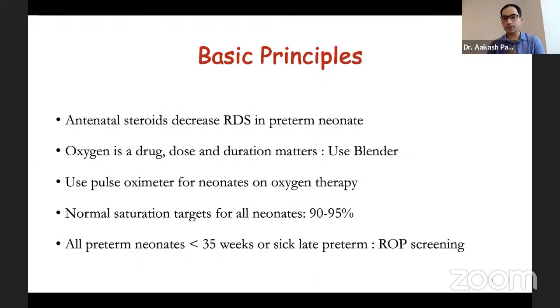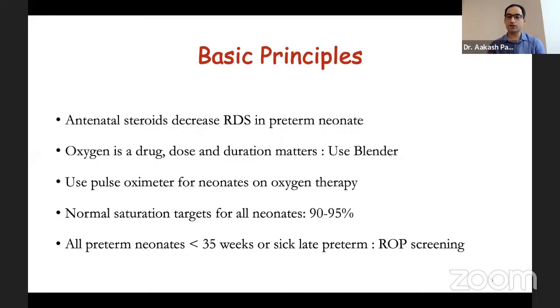The other basic principles, because a newborn cannot be managed in isolation, we have to take care of some basic things. Antenatal steroid is something which is cost effective, beneficial both in decreasing morbidity like RDS as well as mortality. It also decreases the incidence of IVH, early onset sepsis, and need for mechanical ventilation. This is something which is the right of each and every premature baby, and it should be given to them.